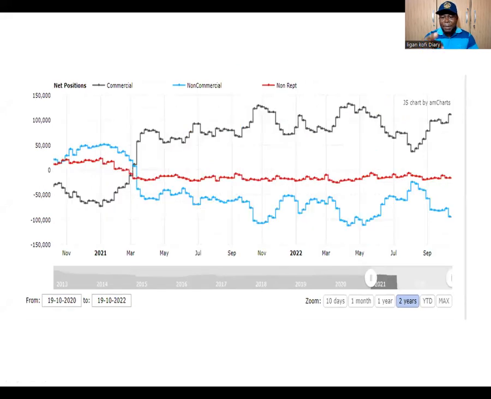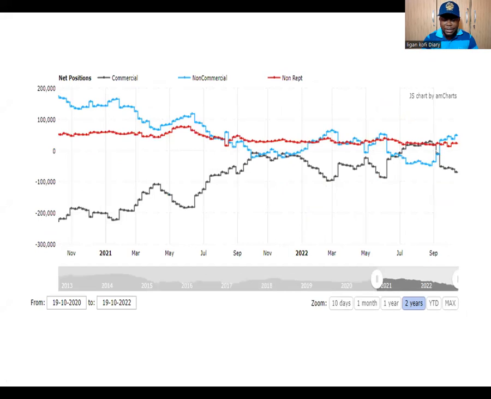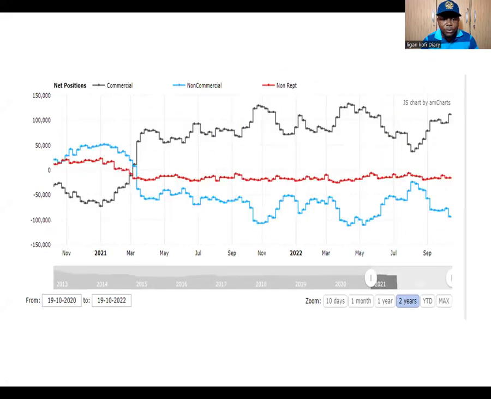This is Euro, but I'll even come to Euro. Let me show you one. Or this is what? I think this is rather Euro. Okay, this is JPY. Let me show you this one before we go to Euro. This is JPY. Look at JPY.